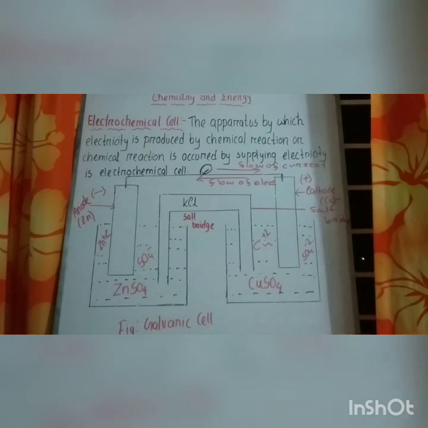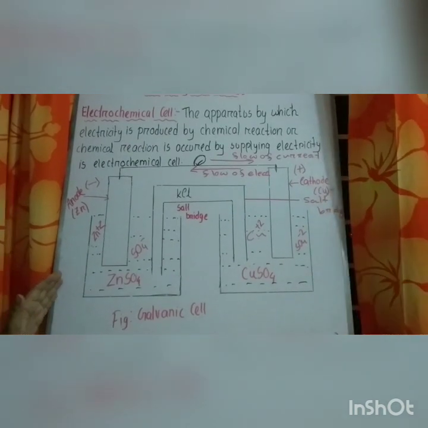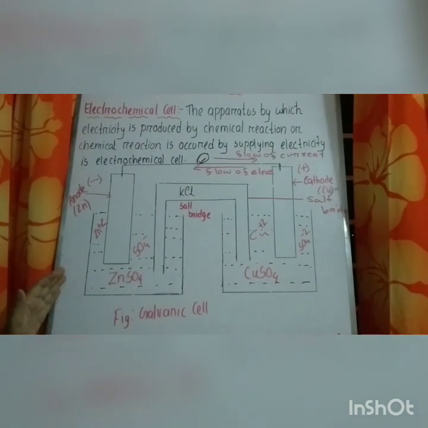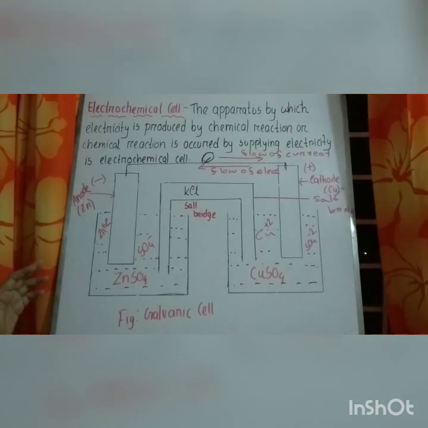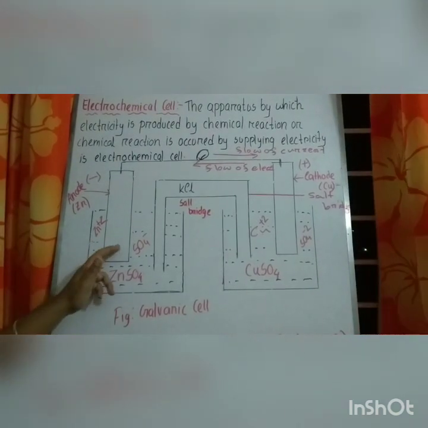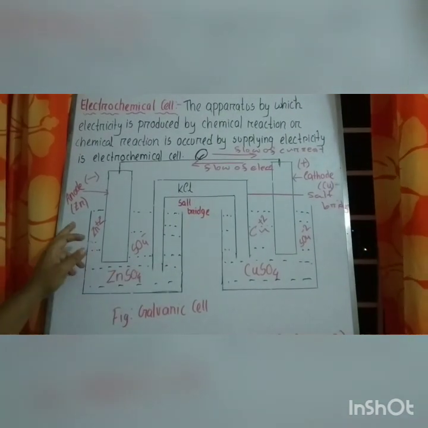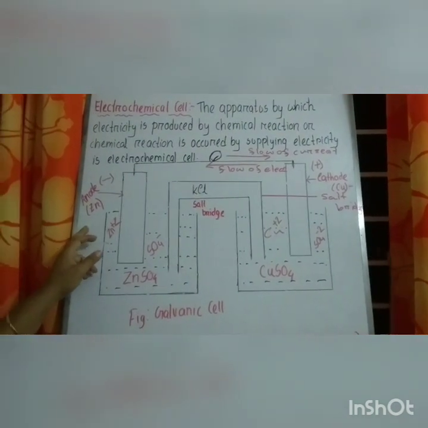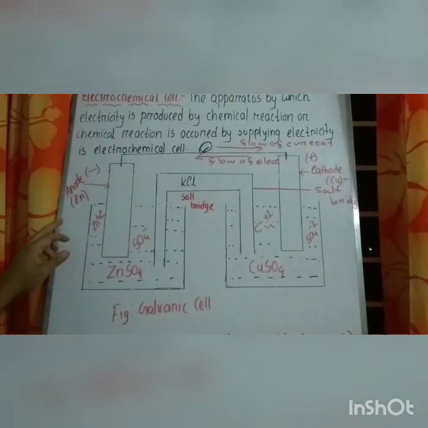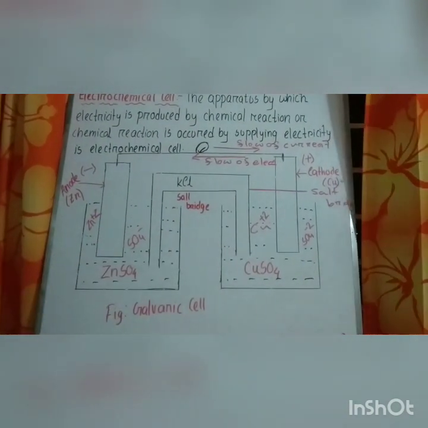Now come to the construction and working process of galvanic cell. At first, let me discuss the required apparatus. What do we need? We need two electrodes. Electrode means two metallic rods. One is anode, another one is cathode. Anode is made of zinc rod, cathode is made of copper rod.